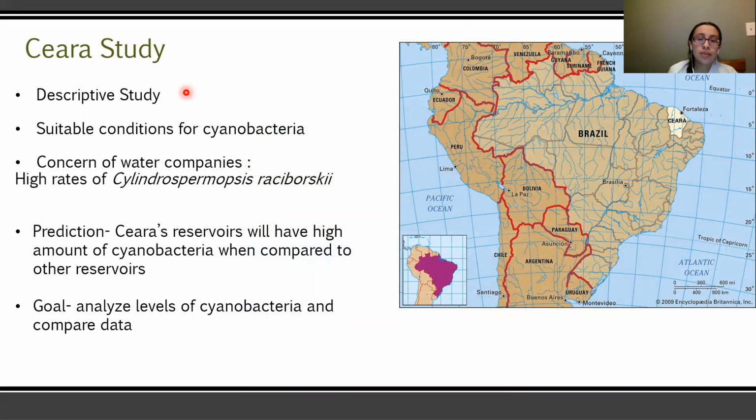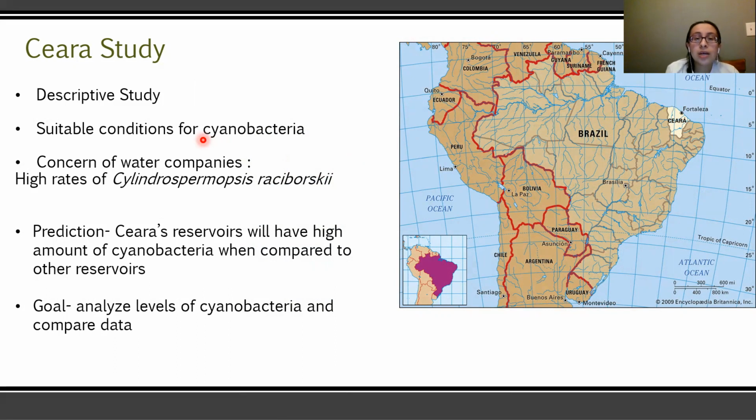And so the Sierra study that we'll be focusing on is a descriptive study. It takes place in the Sierra state of Brazil over here. The Sierra study has suitable conditions for cyanobacteria, which include high temperatures. And there have been concerns coming from water companies in the Sierra state, and the reason is because they have found high rates of Cylindrospermopsis raceburski.